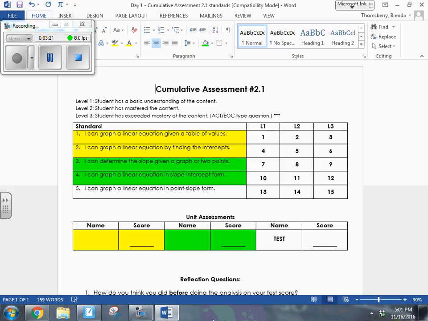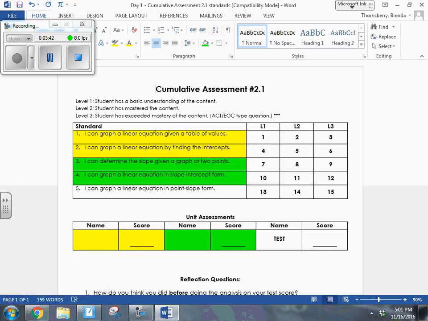I'll ask them things like, what did Ms. Thornsberry do that helped you do well? What are things that, if you did poorly, could help you do well? It'll ask them, what are things you can do in the future to ensure that you do better? And they'll be honest and say things like, I should have done my study guide.